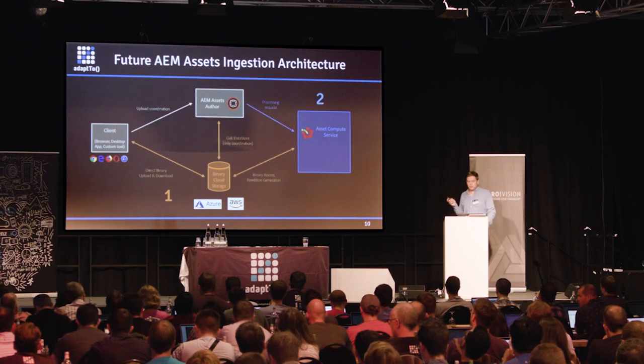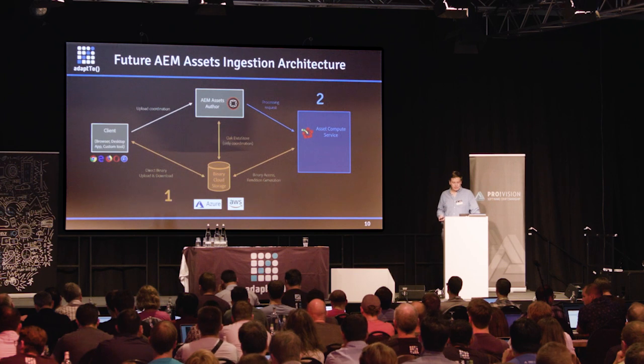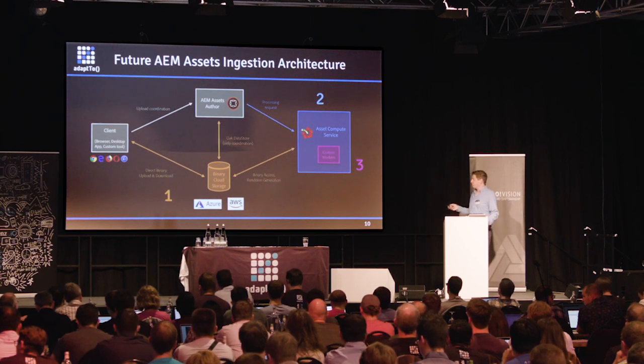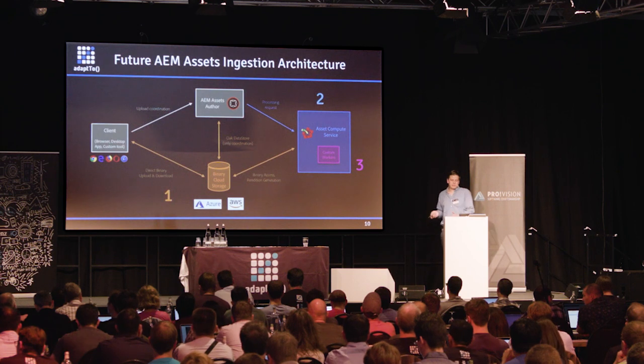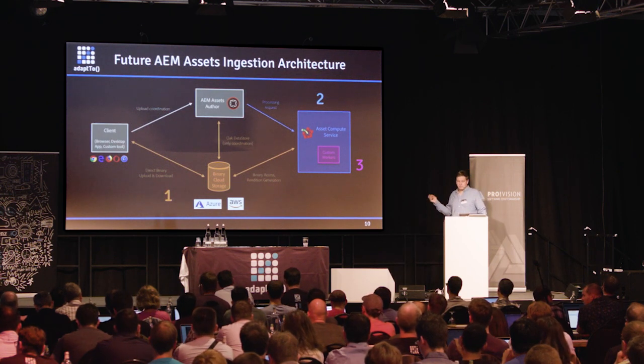And then for the processing, we go to the Asset Compute Service, which AEM will trigger and tell it, here, please generate these renditions, do this and that for me. And again, the Asset Compute Service will directly access the binaries as well, read them, and push back any renditions it generates to the cloud storage as well. And number three, the extensibility comes in the form of custom workers that can be run as part of that service.